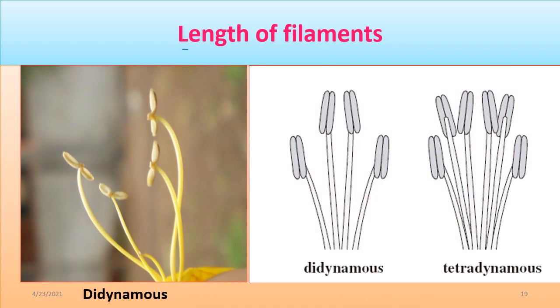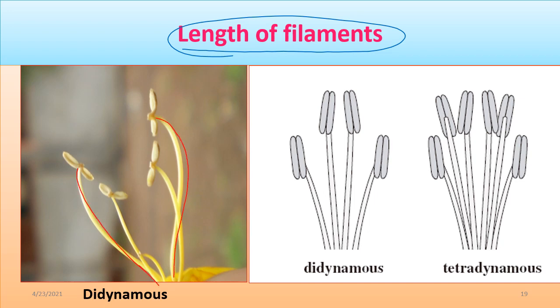Now length of filament. Length of filament may be different in different flowers. If you look in this diagram, two stamens have longer filaments and two stamens have shorter filaments, and this condition is called a didynamous condition, which diagrammatically can be seen. Here two are short, and these two long. So this is called didynamous. Di means two, dynamous means long.